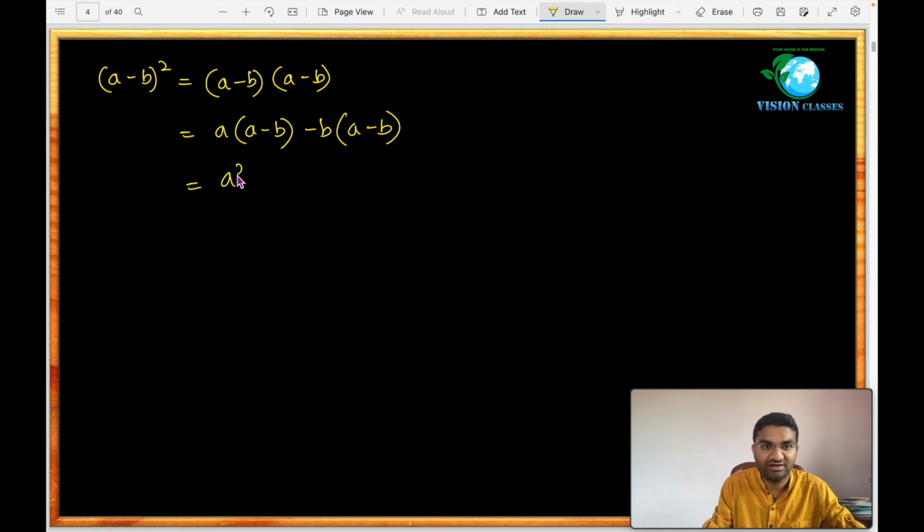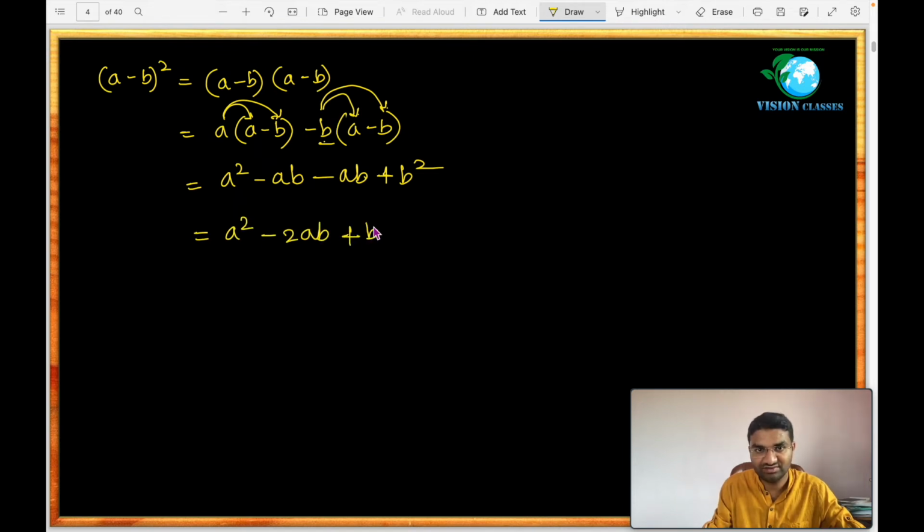So multiply these brackets. So a times a is a square, right? And then a times minus b is minus ab. Then here we have a minus sign. So minus b times a is minus ab. Minus b times minus b is plus b square, okay? So a square minus twice ab plus b square, getting it? So this is the expansion of a minus b bracket square, right?